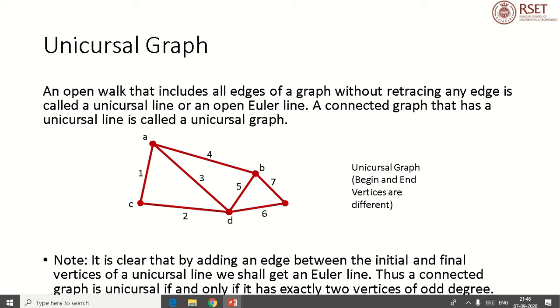If we again join B and A by another edge, the degree of all vertices will be even. In that case, we can find an Euler line in this graph. See the note. It is clear that by adding an edge between the initial and final vertices of the universal line, we shall get an Euler line. Thus, a connected graph is universal if and only if it has exactly two vertices of odd degree.